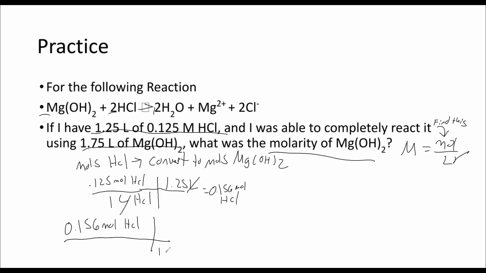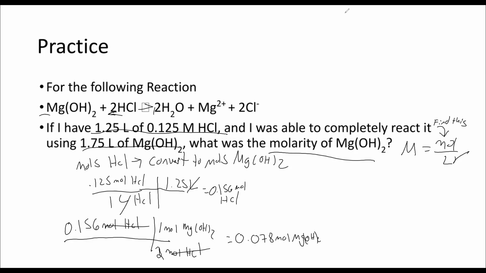For every 2 moles of HCl, you have to look at the coefficients, I react that with 1 mole of MgOH2. Moles of HCl cancel out. So the amount of MgOH2 I have in this reaction is 0.078 moles of MgOH2.